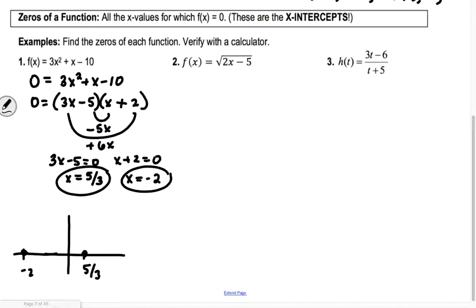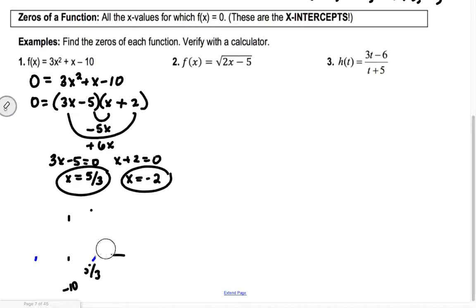And then do you guys know the shape? Like, what shape is this if I have 3x squared plus x minus 10? Is it upwards or downwards? Upwards, because it's positive. So it would look like this. And then the place where it's crossing the y-axis would be -10. So that would be a little rough sketch of that problem. Okay, that's what we're talking about when we talk about zeros. We're talking about where it's crossing the x-axis.